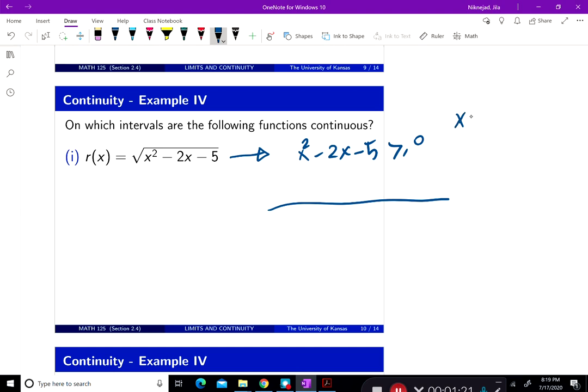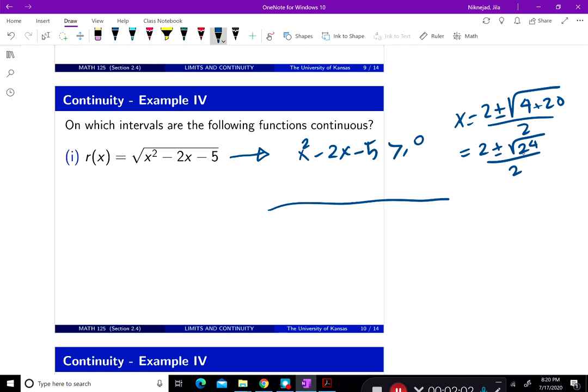x equals, by the quadratic formula, 2 plus or minus the square root of 4 minus 5 times 4, which is going to be plus 20, divided by 2. And so this is going to be 2 plus or minus the square root of 24 divided by 2. We can also simplify this, but let's keep it that way.